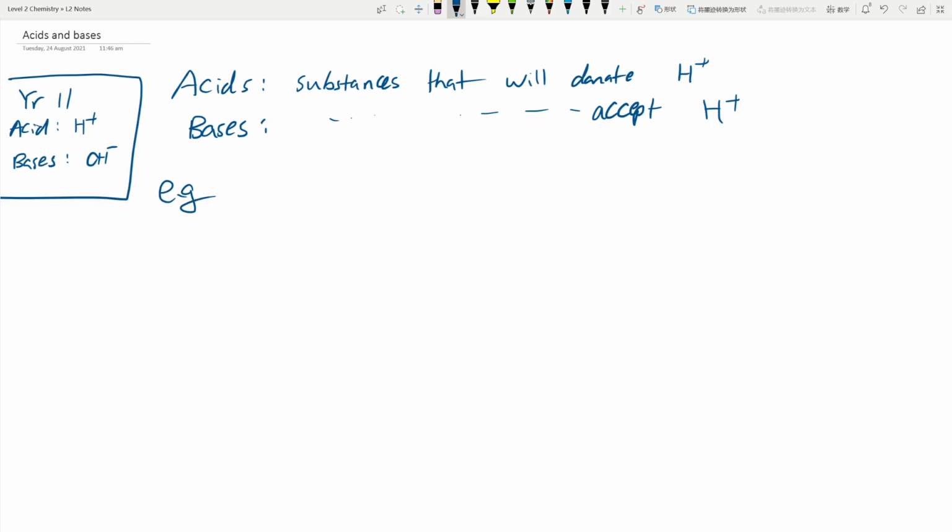So for example, let's use some acids that you used last year: HCl plus water. Now, this is a strong acid. You learned this from last year. The strong acids are your hydrochloric acid, your sulfuric acid, and your nitric acid, which are your common examples from year 11. And we're going to use HCl here.